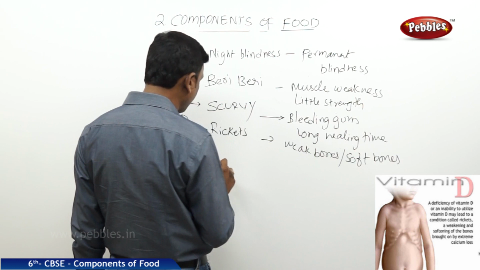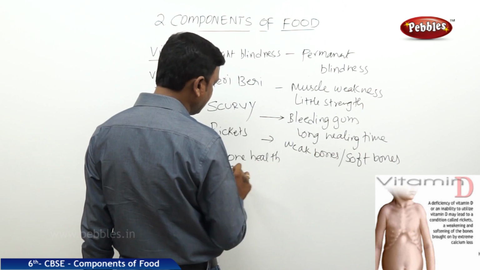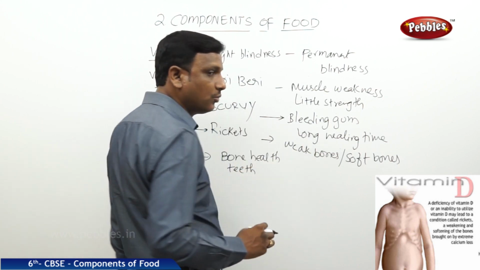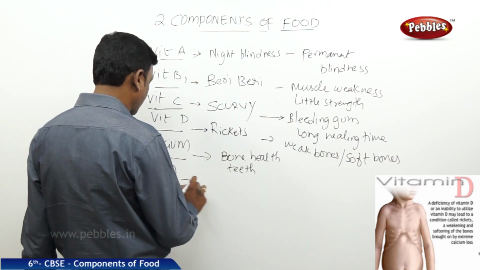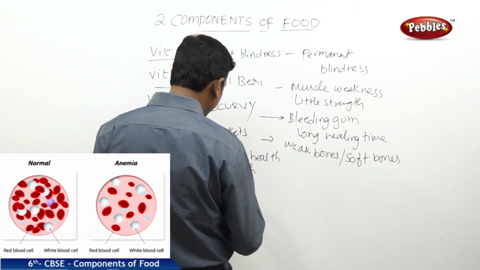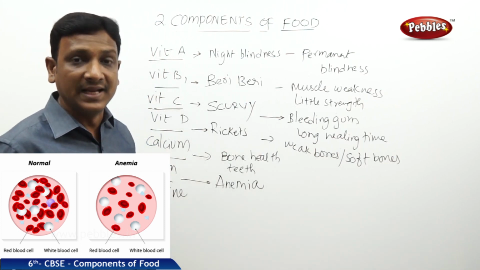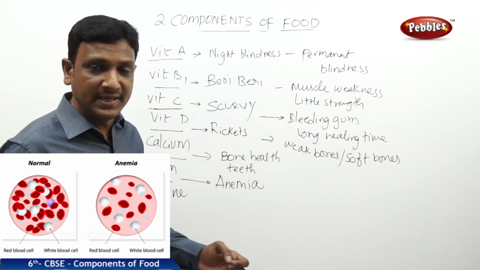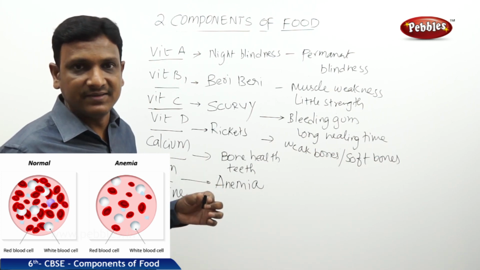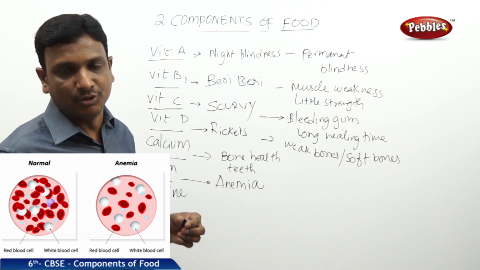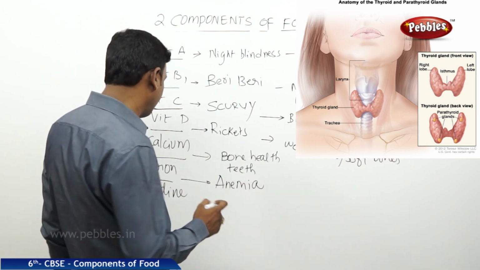Calcium. Calcium is also needed for good bone health, and teeth. So if you don't have a good amount of calcium, your bones and teeth become weak. Iron. If you don't have iron in your food, you will get anemia. Anemia is less iron in the blood. Your blood needs a proper amount of iron, then only your blood can function properly. If you are having very little iron in your diet, your blood becomes thin. That means less amount of iron, so it leads to anemia.